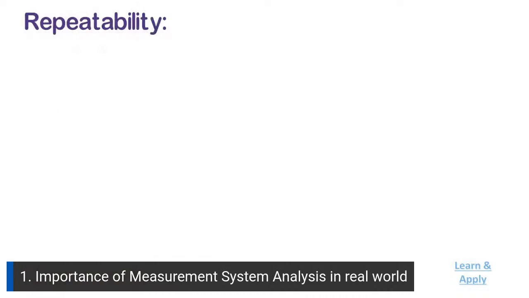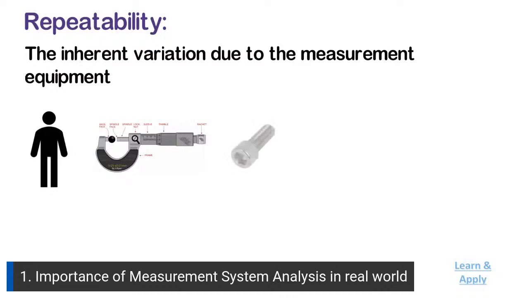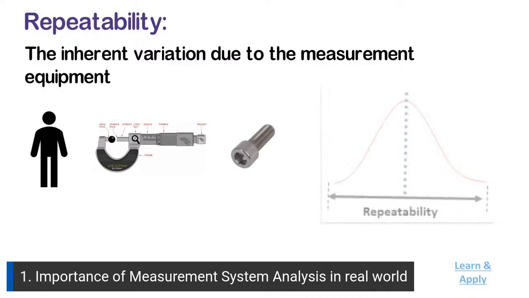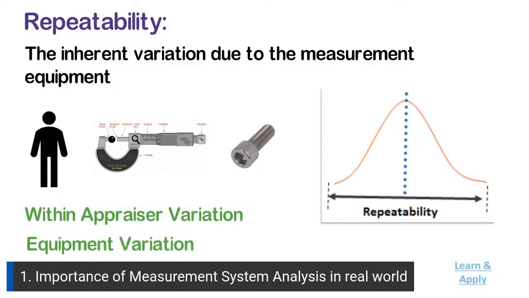Repeatability. Repeatability is the inherent variation due to the measurement equipment. If the same operator measures the same part a number of times, the closeness of these measurements is a measure of repeatability. This is also called within-appraiser variation, as well as equipment variation, denoted by EV.